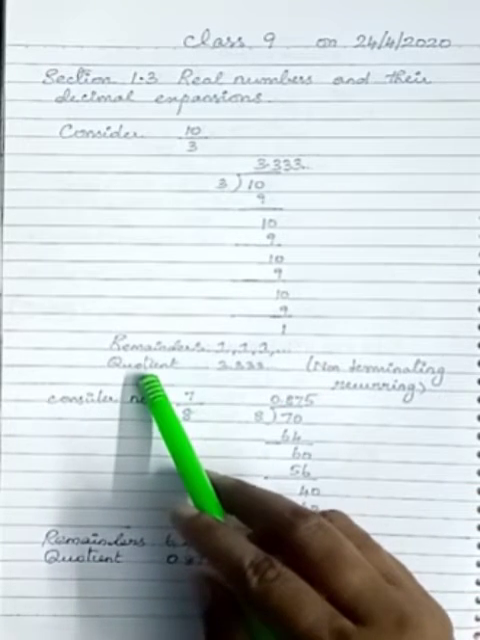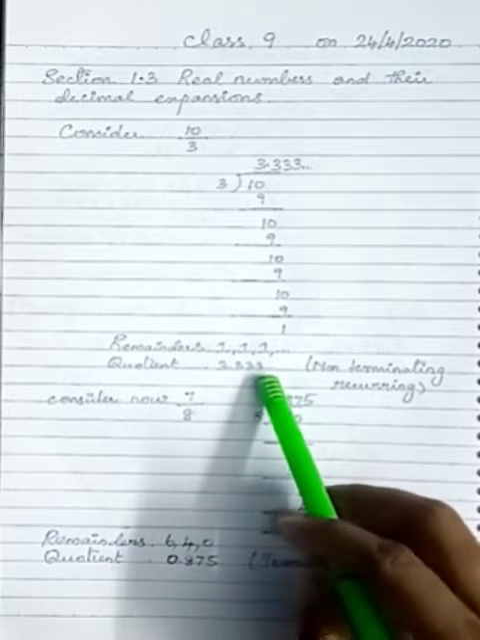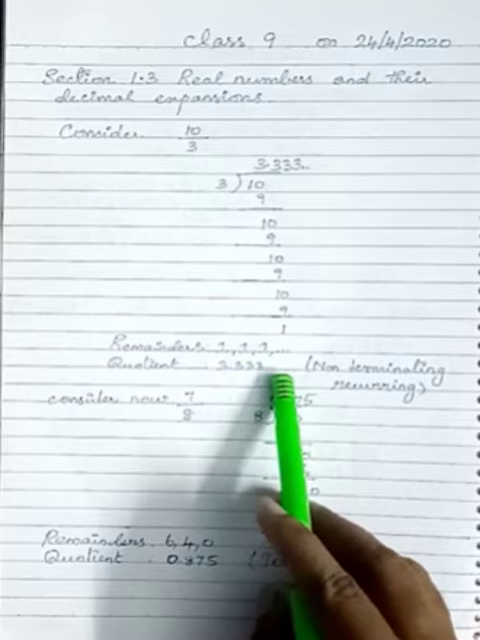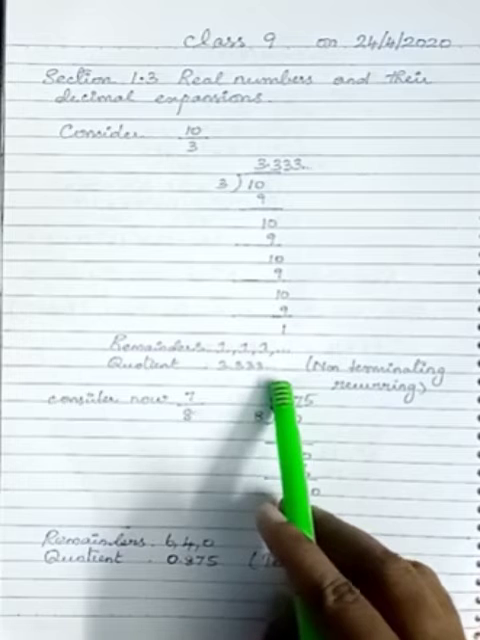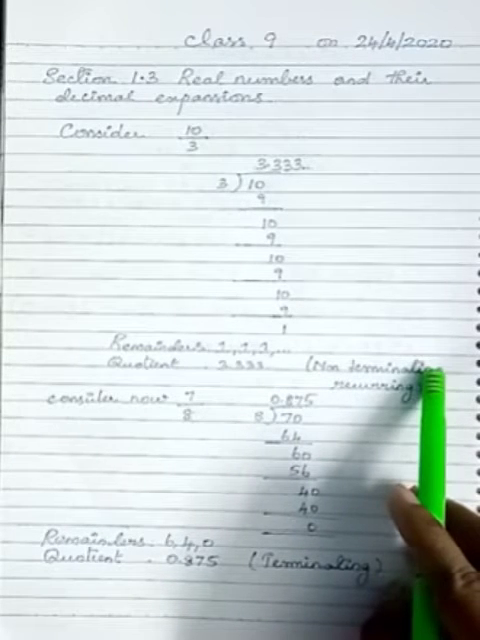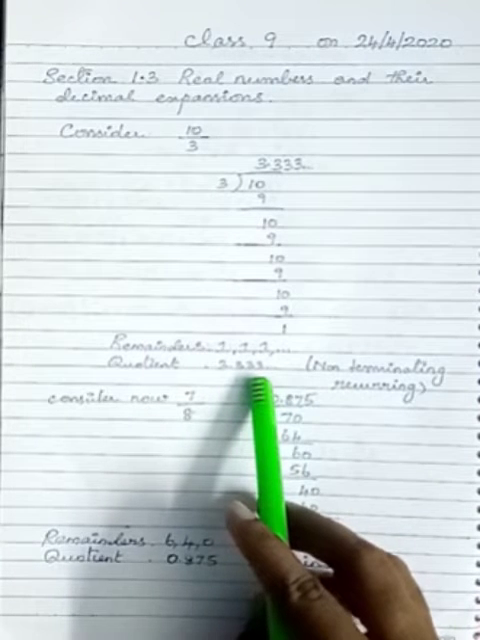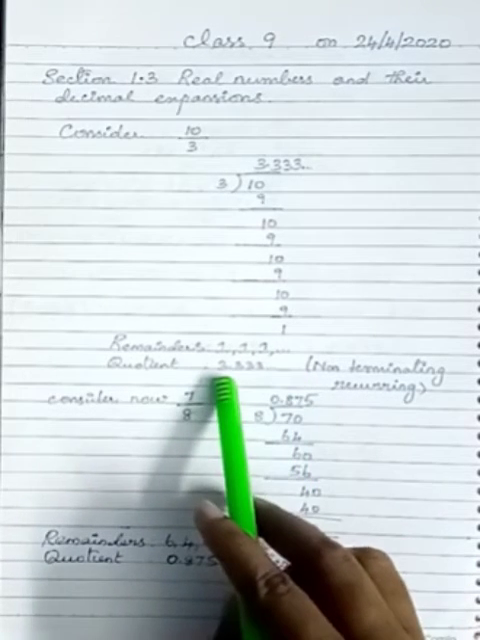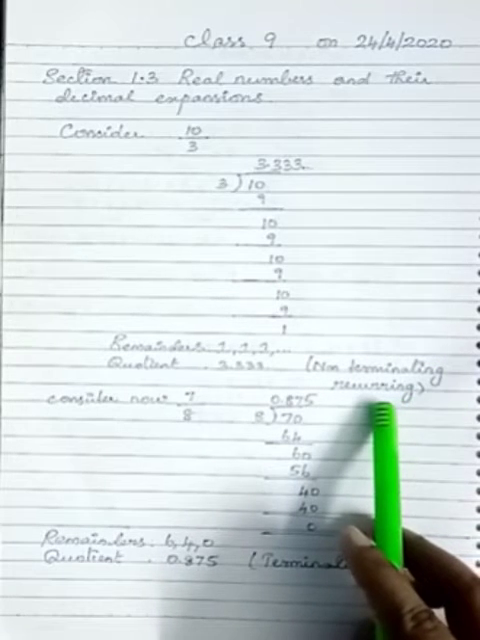What about the quotient? The quotient is 3.333, etc. The quotient also goes on indefinitely. That is, it is not a terminating one. So this type of decimal representation is called non-terminating. Now the digits here are repeating, that is, recurring. So this type of decimal representation is called non-terminating recurring.